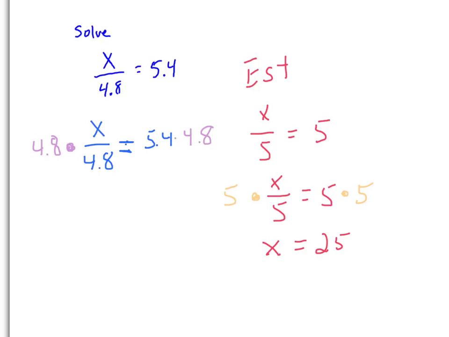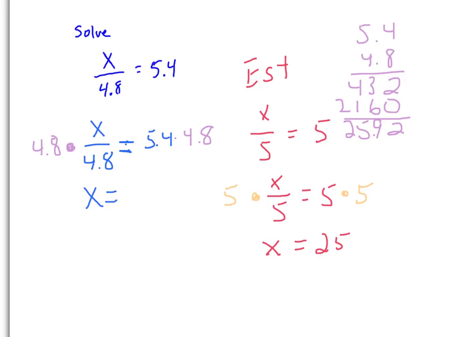And when I multiply 5.4 times 4.8, I'm going to get 25.92. And that certainly looks close to our estimate of 25. But I'm still going to check it.